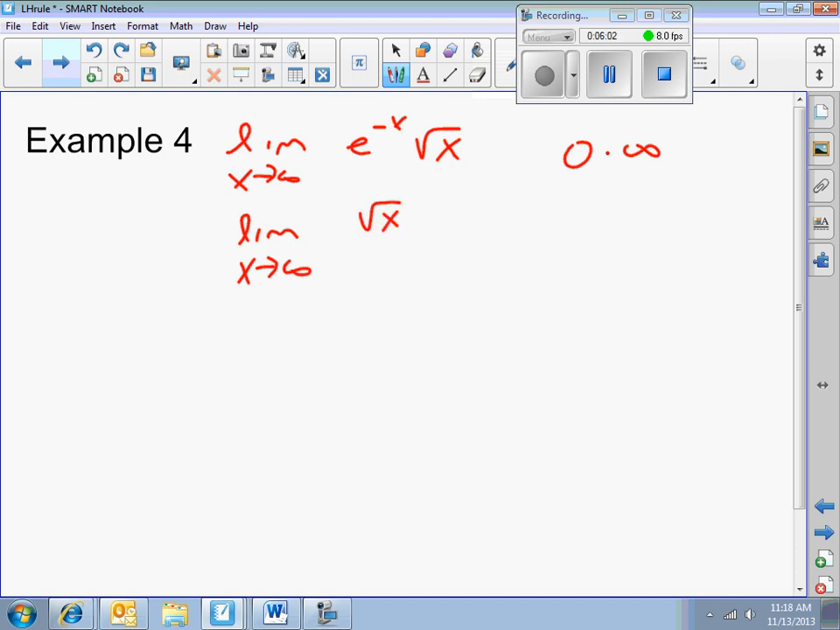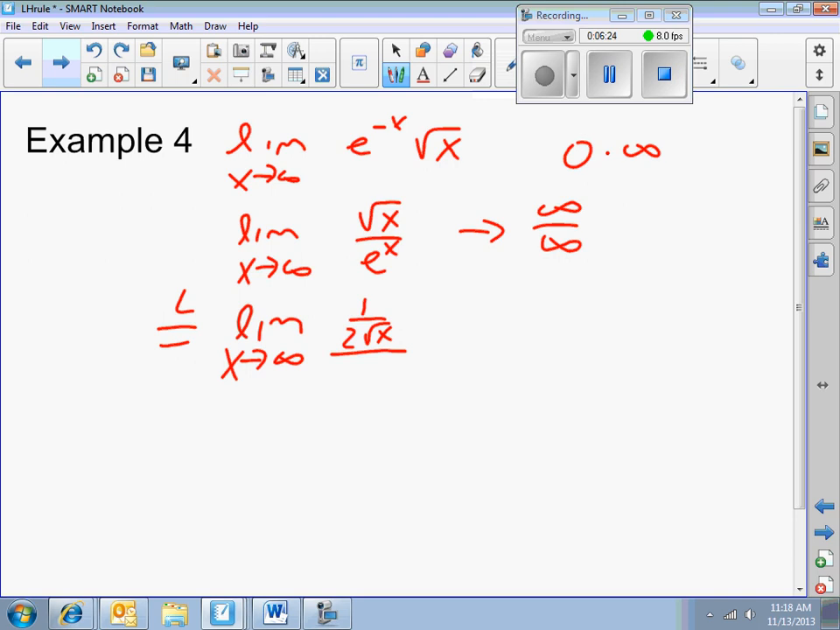So this could be rewritten as square root of x over e to the x, putting that negative on the bottom, which is now infinity over infinity, which says you can indeed use L'Hopital's rule. So by L'Hopital's rule, this limit as x approaches infinity, the derivative of square root of x is 1 over 2 square root of x, and the derivative of e to the x is simply e to the x. Well, that is 1 over 2 e to the x square root of x, which is 1 over infinity, which we've seen several times is heading to 0.